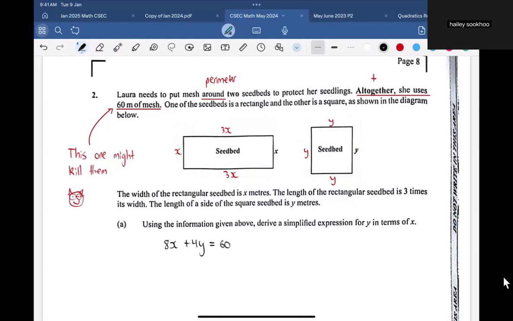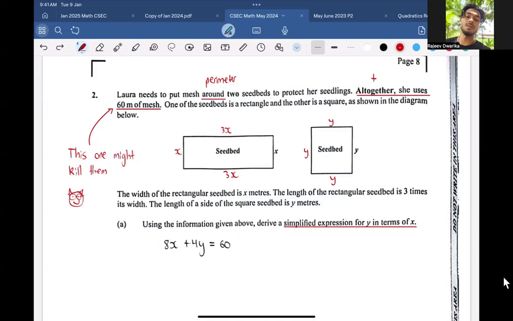60. What do you want me to do? Make an expression for y in terms of x. Not just an expression, what kind of expression? A simplified expression. Before we move on, could we simplify this?